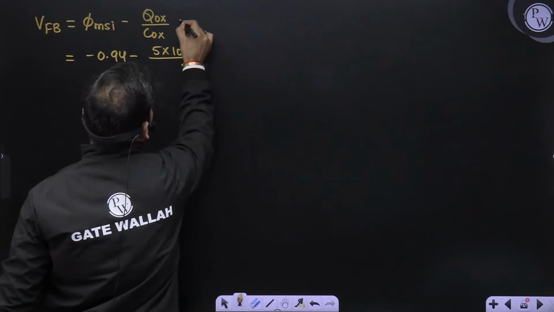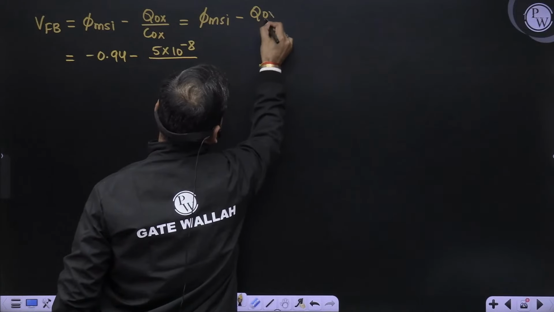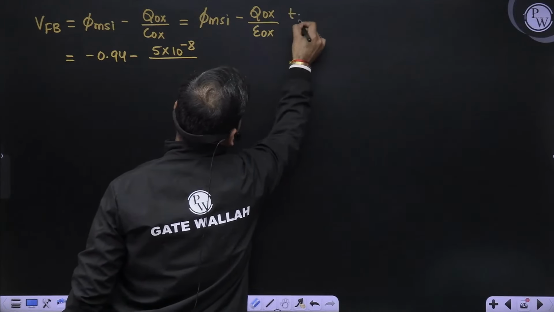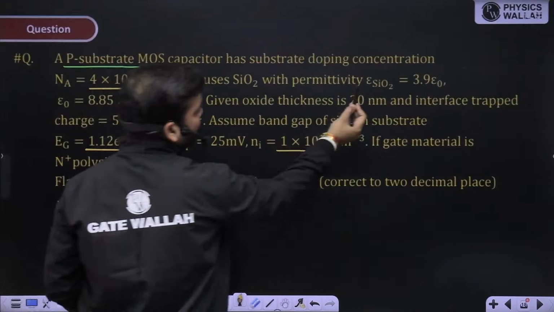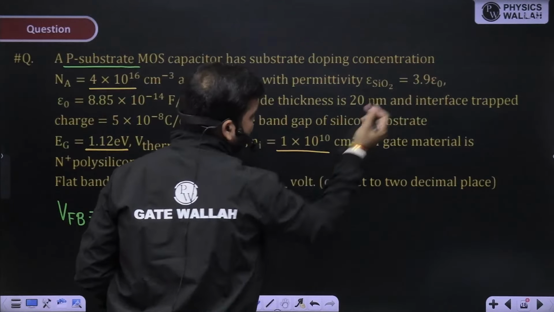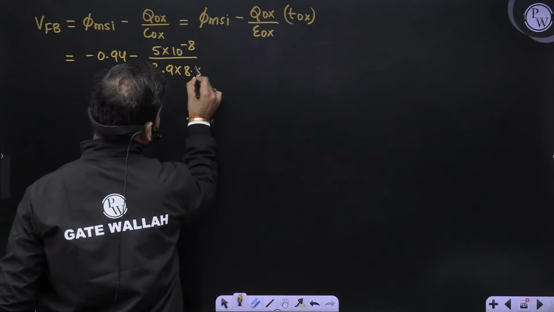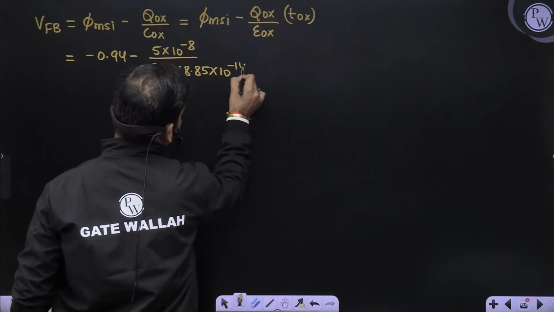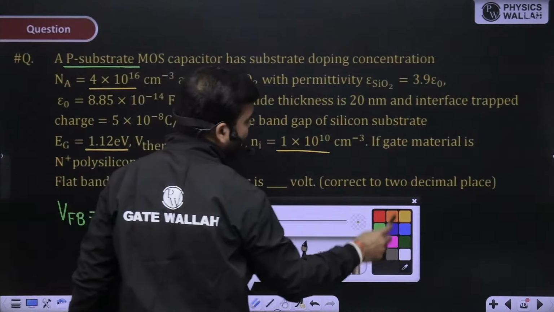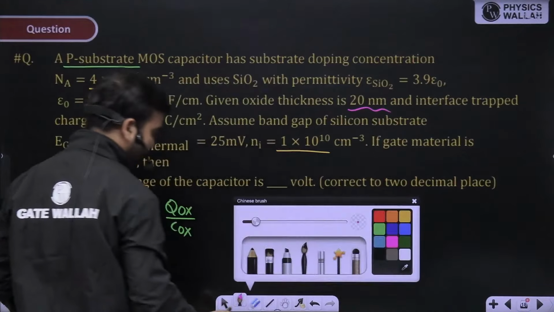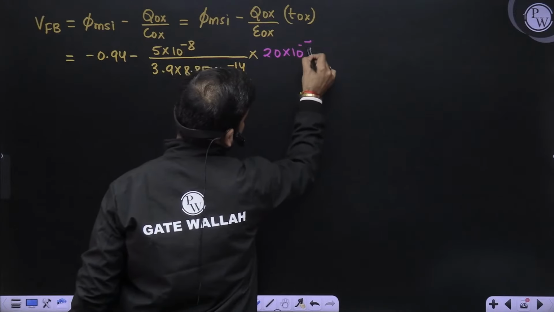Cox is epsilon ox upon Tox. That's why Tox will be in the numerator. Epsilon ox is how much? Permittivity of silicon dioxide is 3.9 epsilon naught. So it is 3.9, epsilon naught is 8.85 into 10 to the power minus 14, multiplied by Tox. How much is Tox? Tox is given as 20 nanometer. 20 nanometer means how many centimeters? 20 nano means 10 to the power minus 7 centimeter.